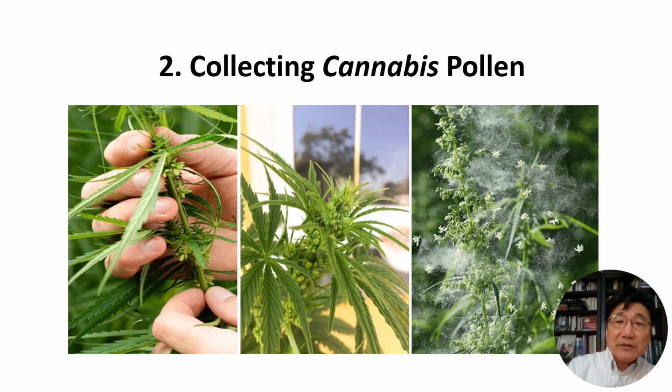Pollen is produced by male flowers. These are found on male plants or on hermaphrodite cannabis plants. The pollen tends to be cream and yellow colored and will spread easily in the lightest breeze.